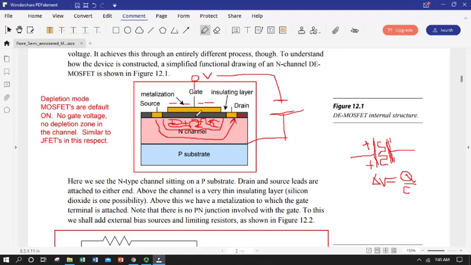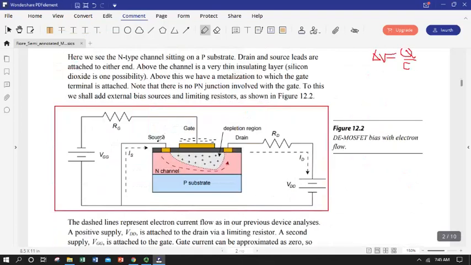So you think of a metal oxide or insulated gate field effect transistor as literally just being a capacitor on the top. Okay. So we can show that a little bit better with the biasing hooked up. Now we'll show it in a good circuit. So we have a common across the bottom, and the source is attached to the common. So we've got positive voltage applied to the drain. So electrons will flow, and this dotted line shows electron flow.